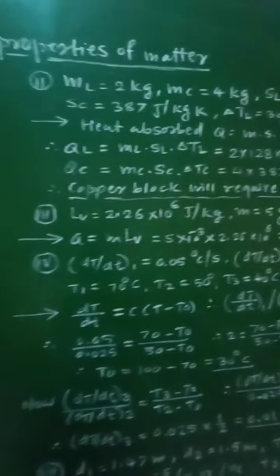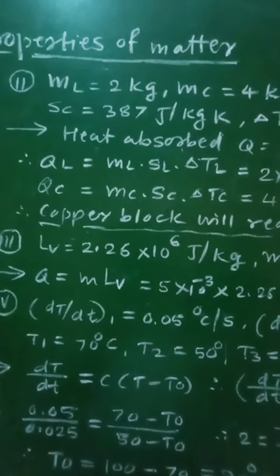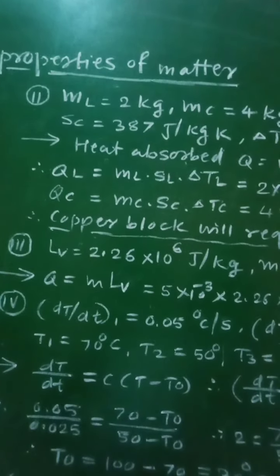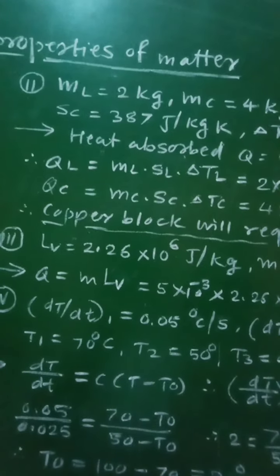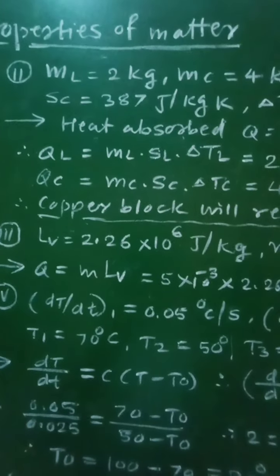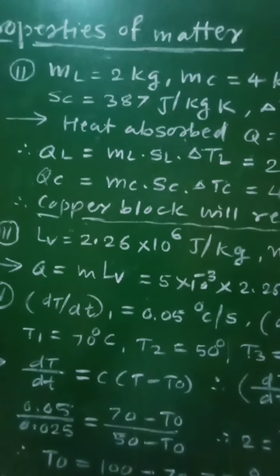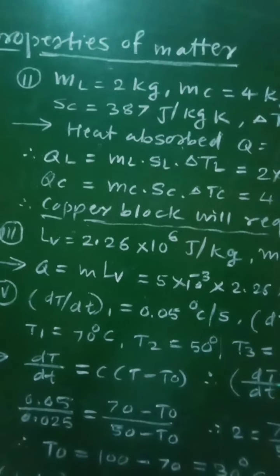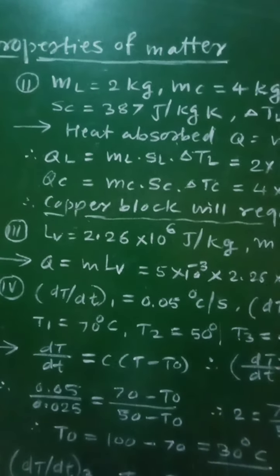Then let us see numerical number 2, which is stated as: which will require more energy, heating a 2 kilogram block of lead by 30 Kelvin or heating a 4 kilogram block of copper by 5 Kelvin. Now for that purpose, specific heat capacities of lead and copper are given. That is, for lead, SL equal to 128 joule per kilogram per Kelvin, and for copper, S copper will be equal to 387 joule per kilogram per Kelvin.